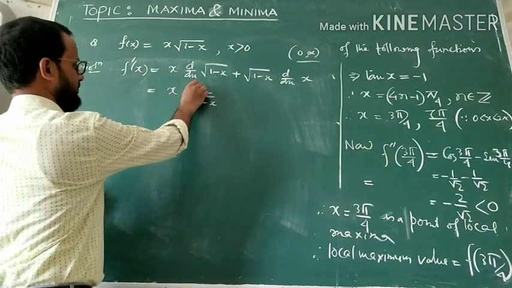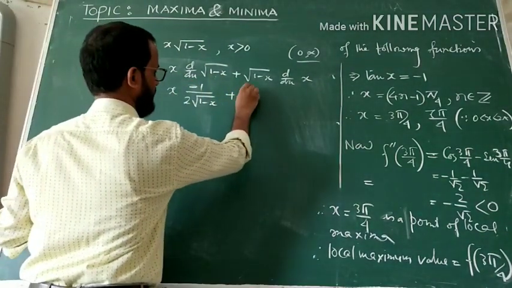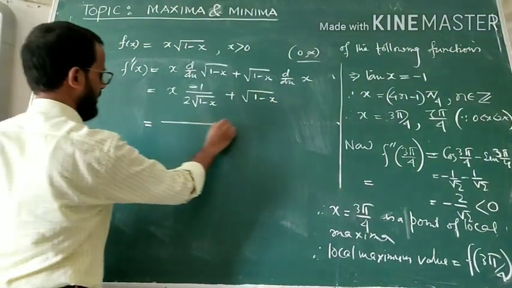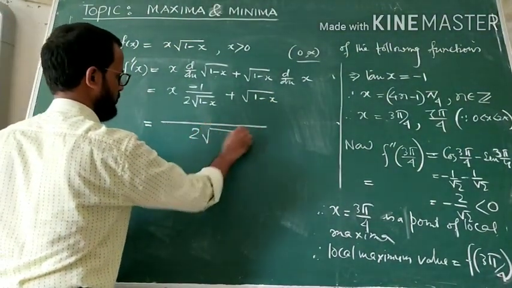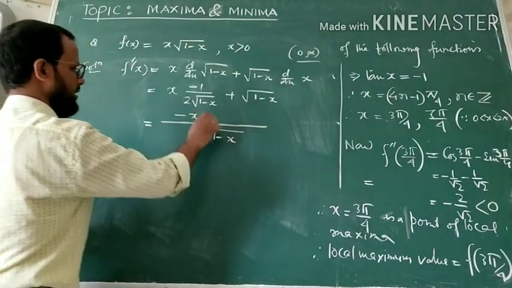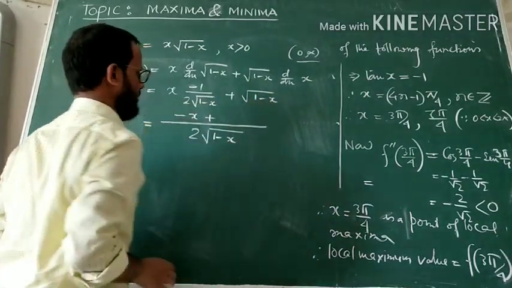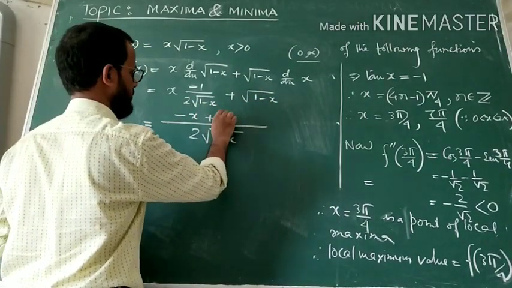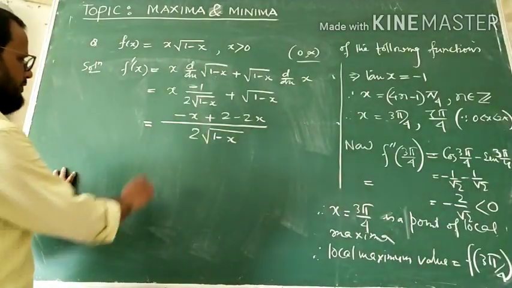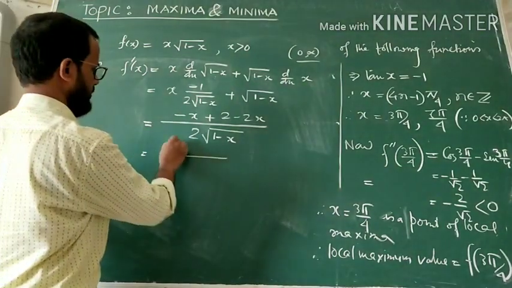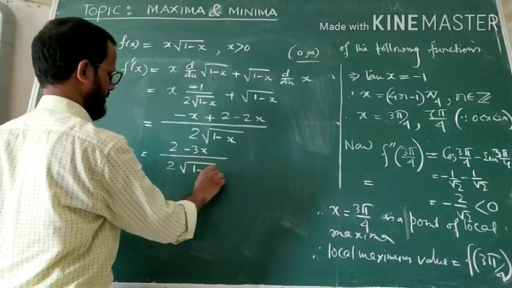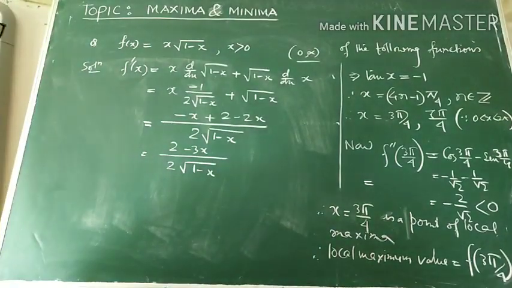Plus root over 1 minus x. Take LCM, you will get 2 into root over 1 minus x, and it will be minus x plus, multiplying, 2 into 1 minus x means 2 minus 2x. Finally you are getting 2 minus 3x by 2 into root over 1 minus x. This is your first order derivative.